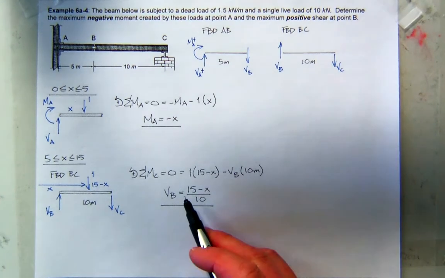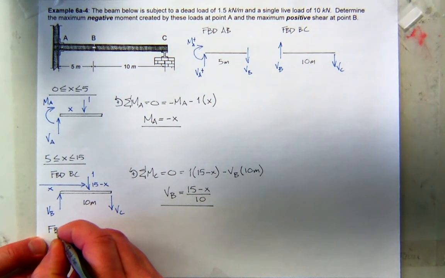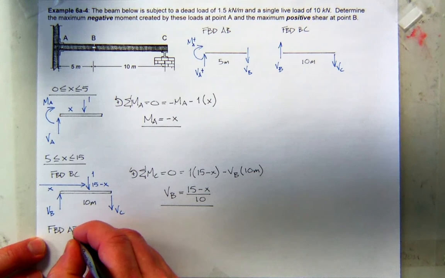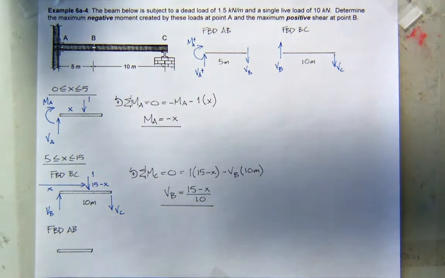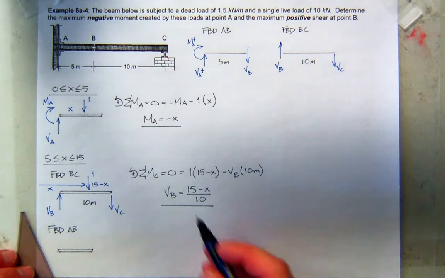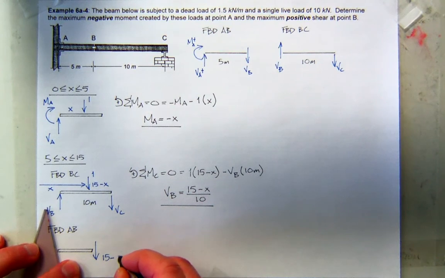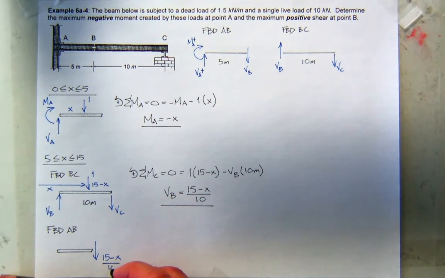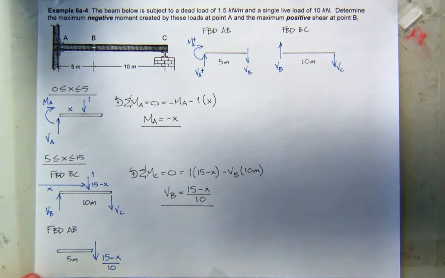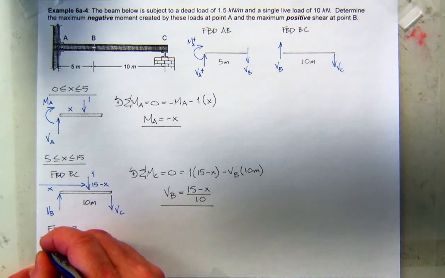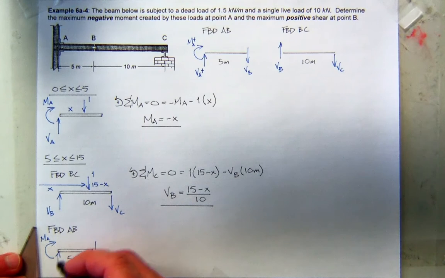So now that I know the shear at B, I can go back to my free body diagram for AB, which now looks like this. I've got the shear at B, which I drew down, and it has the value of (15 minus x) over 10. This is 5 meters. And then I have the moment at A. I'll go ahead and draw the shear at A, but I don't care about the shear at A, so I'm not going to worry about it.